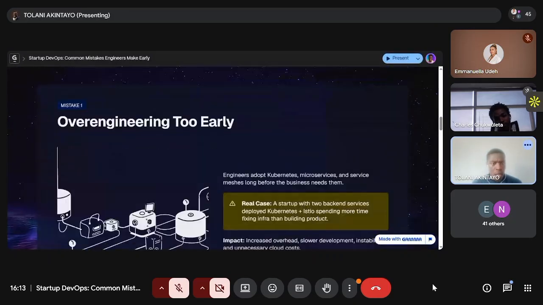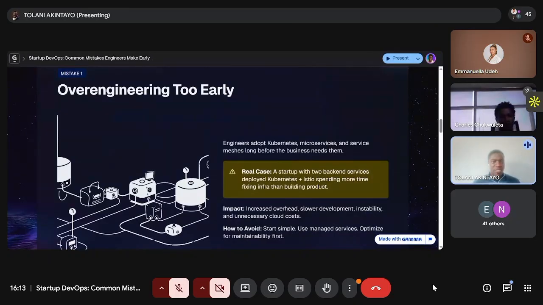Okay. All right. So the first mistake that I have seen is over engineering too early, and I think this has probably been said over and over and over again, but what's been said again and again is very important, because in a startup environment, as a DevOps engineer, likely most times, depending on where the product is, you are probably still at the pre-launch phase, right? You've not even launched. Let's take that for instance.